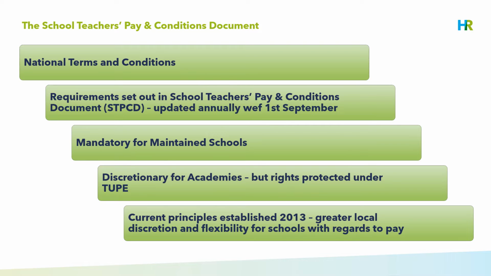For academies, there is no absolute obligation to follow the STPCD. However, under the TUPE provisions, those teachers who were employed in the academy at the point of transfer from a maintained school transfer under the terms of STPCD. New staff employed post-academy transfer may be employed on locally agreed terms, although most academies have continued to honour STPCD provisions for these staff. In 2013-14, the provisions of the STPCD were substantially revised, allowing for greater flexibility with regards to pay. And these are the provisions we continue to follow in 2022.